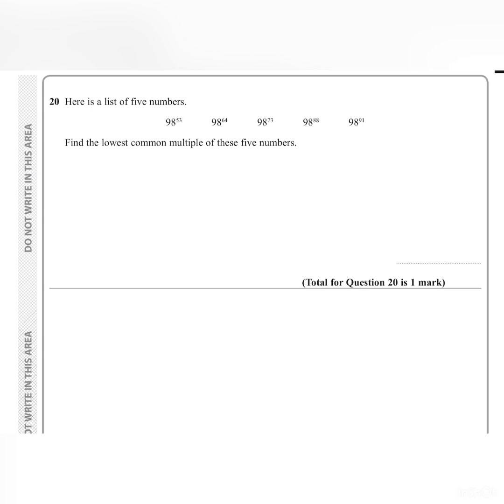Okay, question number 20, 1 mark question. It says, here is a list of 5 numbers. Find the lowest common multiple of these numbers. Okay, so the lowest common multiple is, well, this is the biggest number here. So all these numbers will multiply into this number here. So for 1 mark, it can't be that complicated a question. So 98 to the power of 91.